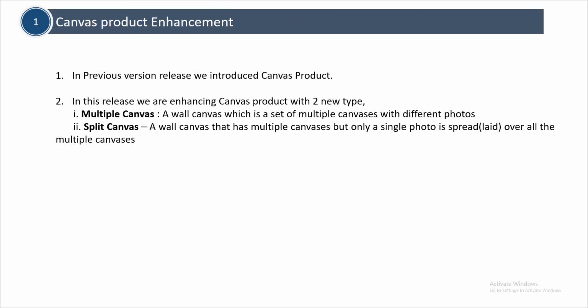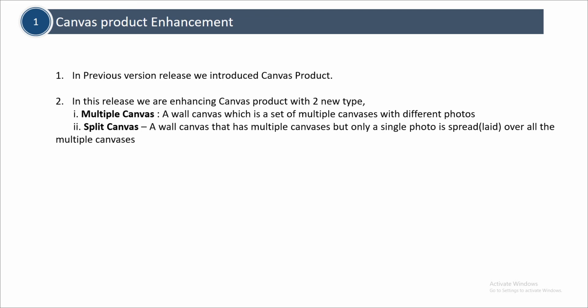In previous version release we introduced Canvas product. In this release we are enhancing Canvas product with two new types. First, multiple canvas, a wall canvas which is a set of multiple canvases with different photos.